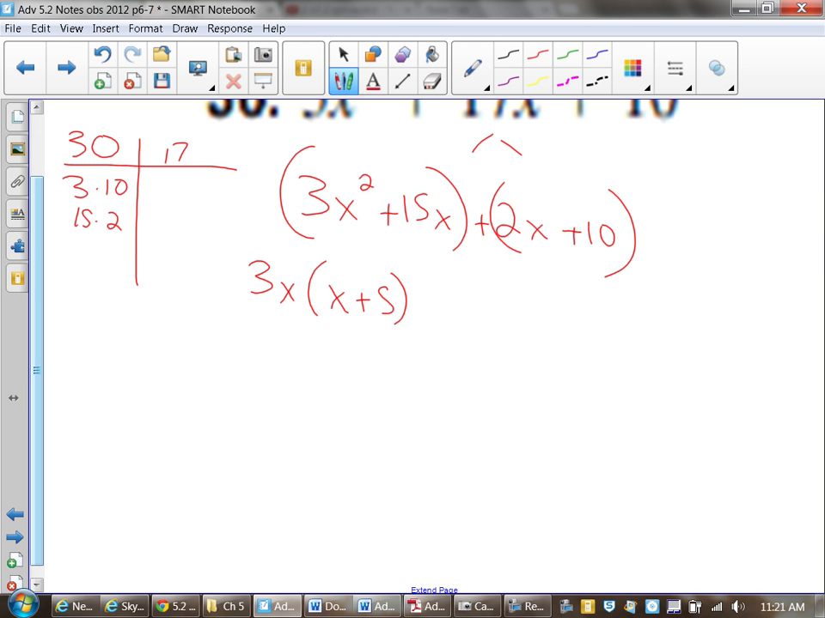Now, what does 2x and 10 have in common? 2. So I factor out a 2, and I'm left with x plus 5. Are the things in parentheses the same? Yes. If they're not, what happened? You screwed up. Start over. Watch a sign. Look for something silly. Now, if they're the same, write it down. And then what's left? 3x plus 2. And you're done.